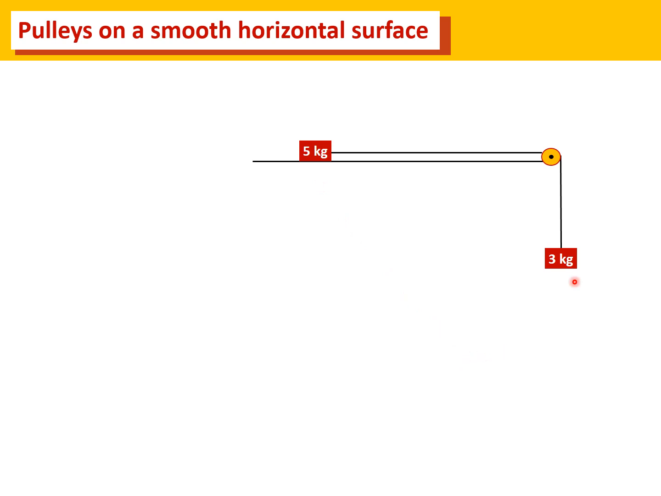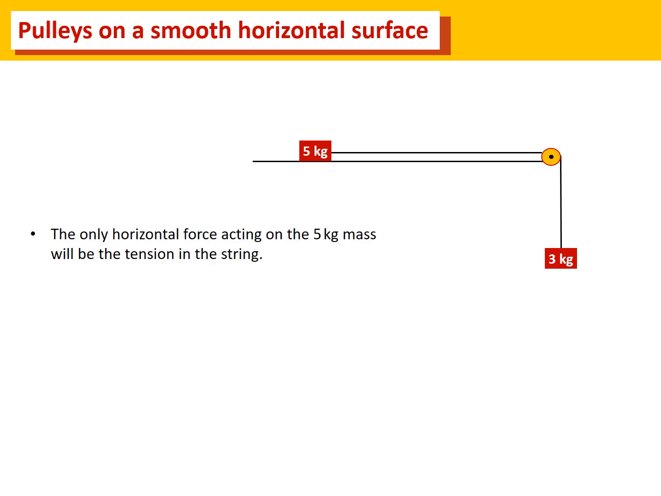But this 3 kilogram mass is wanting to move down, so it will pull the string into tension. So there'll be tension in this string. Consequently, there's only one horizontal force acting on that 5 kilogram mass, and that's tension. And because there's no friction, there's nothing now to stop the 5 kilogram mass from moving. In an extreme example, if this 3 kilogram mass were a mouse and the 5 kilogram mass were in fact an elephant, the mouse would still be pulling the elephant across the smooth horizontal surface. There'd be nothing the elephant could do about it.